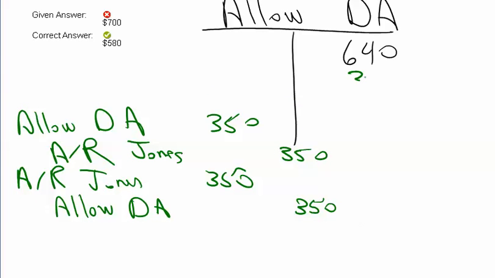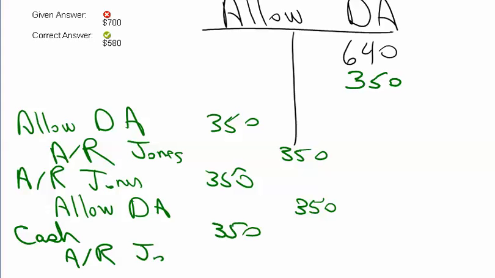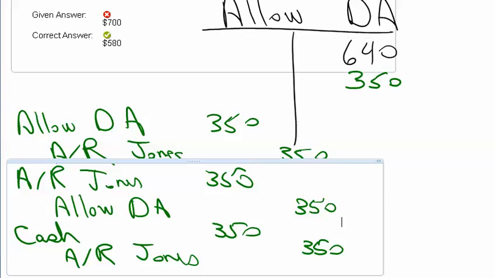Of course that's going to be a credit of $350 here. When he pays us, the entry is going to be this. We're going to receive cash of $350, and we're going to credit the accounts receivable Jones for $350. Notice that doesn't affect my allowance account. That's when I'm actually receiving the money. Okay? Now, back to the question.